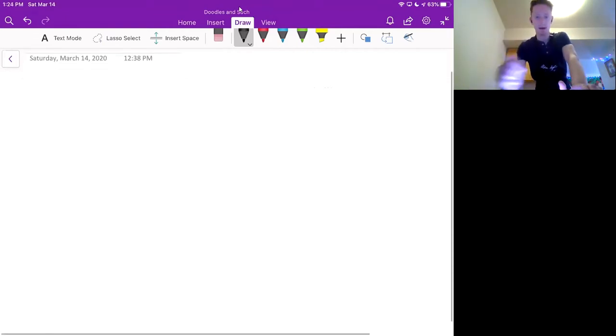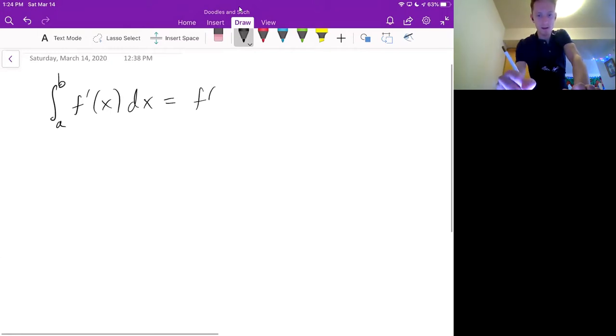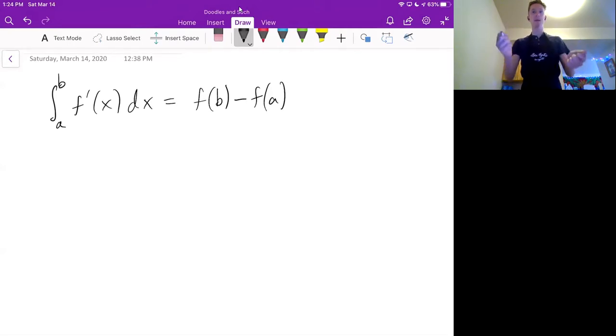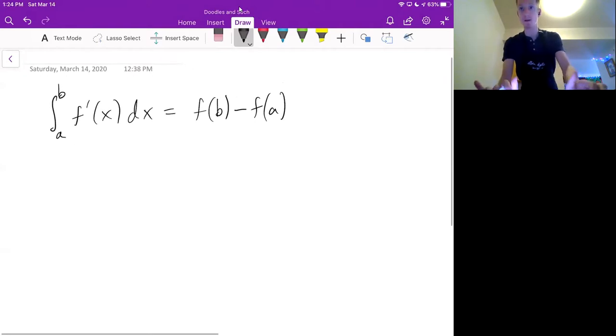Okay, so hopefully you can see me drawing these integrals here. Fundamental theorem of calculus is the easiest version of all these fundamental theorems. And it says this: if I integrate the derivative from a to b, I just have to take the original function, evaluate at b, evaluate at a, and subtract the answers.